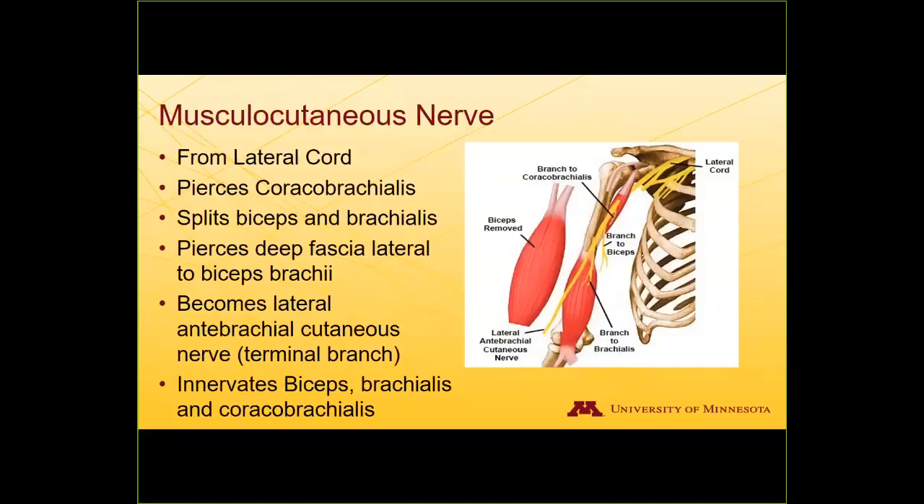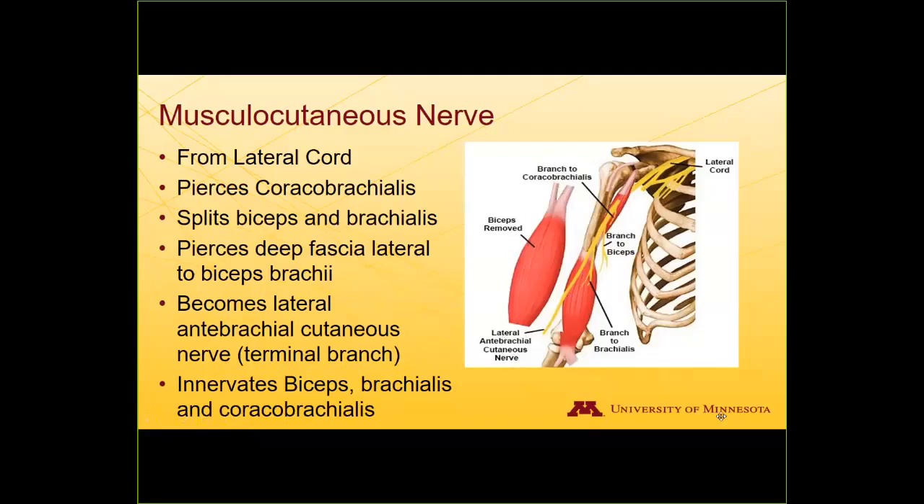So the musculocutaneous nerve arises from the lateral cord of the brachial plexus, and then it travels through and pierces the coracobrachialis muscle, and it travels right through it. And then it splits, and it also innervates the biceps, and it innervates the brachialis. So it innervates those three muscles. And then ultimately, it terminates as the lateral antebrachial cutaneous nerve. So it gives us cutaneous information from the lateral aspect of our forearm. Right? So that's what its responsibilities are. It innervates those three muscles, and then it provides cutaneous sensory information from the lateral forearm.